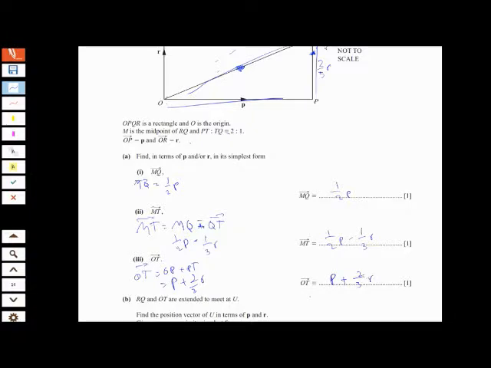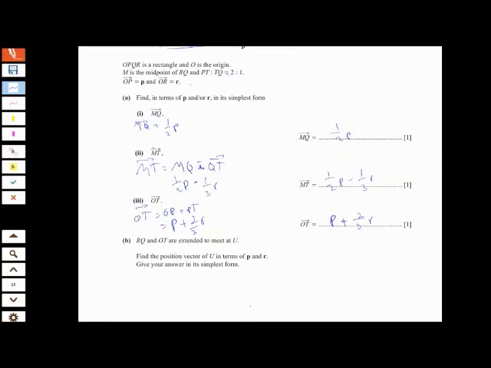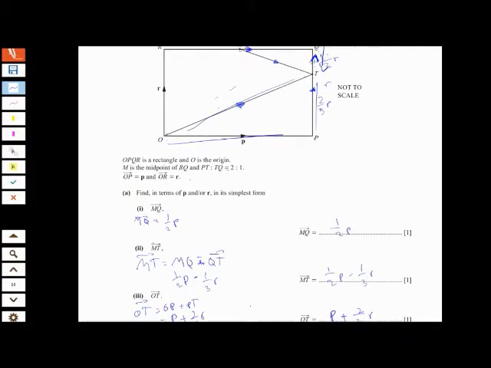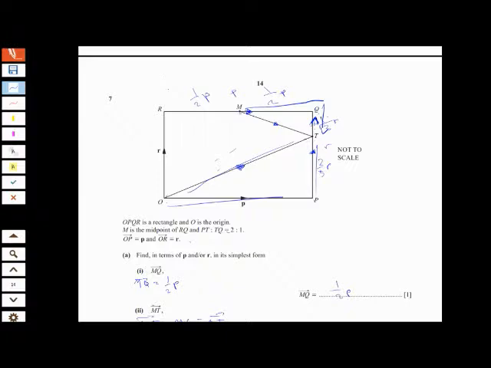And now RQ and OT are extended to meet at U. Find the position vector of U in terms of P and R. Give your answer in simple form. Okay, this question is actually quite tricky, so pay attention. RQ and OT are extended. OT, this line right here, and RQ is extended. So let's extend them as they said. And yes, U is right here. This is the point U that they want.